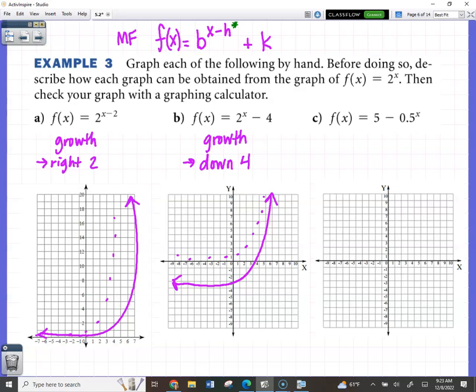Now the next one's slightly tricky because look at it. The exponent stuff is at the end. So I'm going to rearrange this. I'm going to keep the signs with it. I'm going to pull this to the front, and that's a +5. Now I can actually see what I'm working with here. So is this growth or decay? This is decay, which means when you go to sketch it, we're not shooting up. Now we're actually going down.